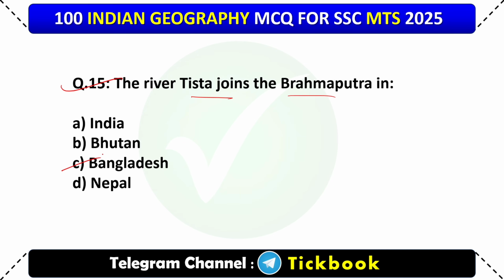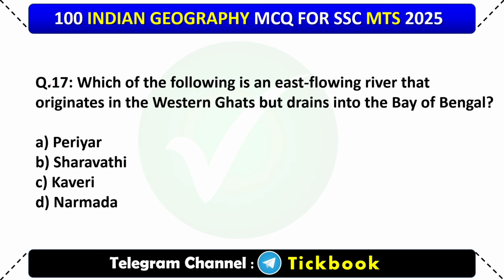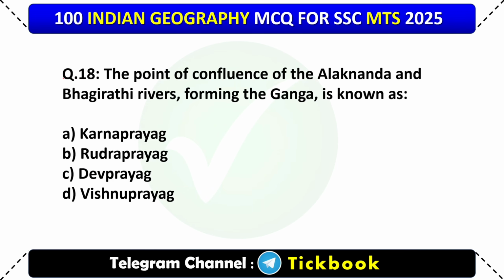Option number C, Bangladesh. 16, the Indus Water Treaty was signed between India and Pakistan in which year? Option number B, 1960. 17, which of the following is an east flowing river that originates in the Western Ghats but drains into the Bay of Bengal? Option number C, Kaveri.